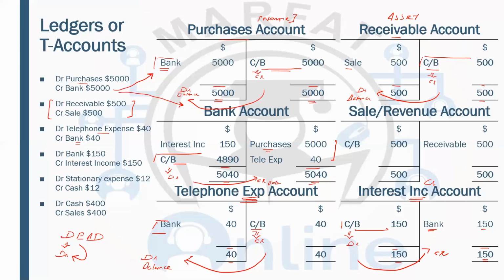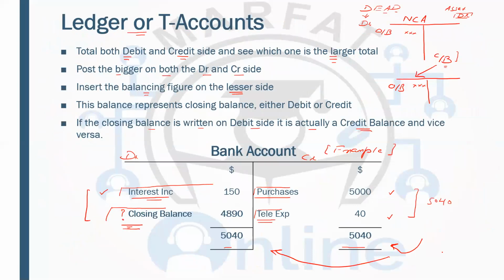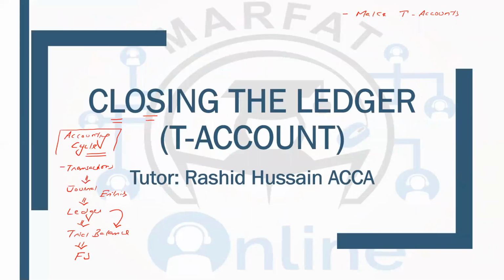This is the thing you need to remember, that when you are closing your ledger, let's look at the steps. The first step is we are going to total both the debit and credit side. And the bigger total will be posted to both ends, debit and credit. And then we look at where the balancing figure is coming. That balancing figure represents the closing balance. Now, if that is coming on the debit side, that represents a credit balance. And if that is coming on the credit side, that represents a debit balance. So hopefully you have understood how to close the ledgers or the T accounts.